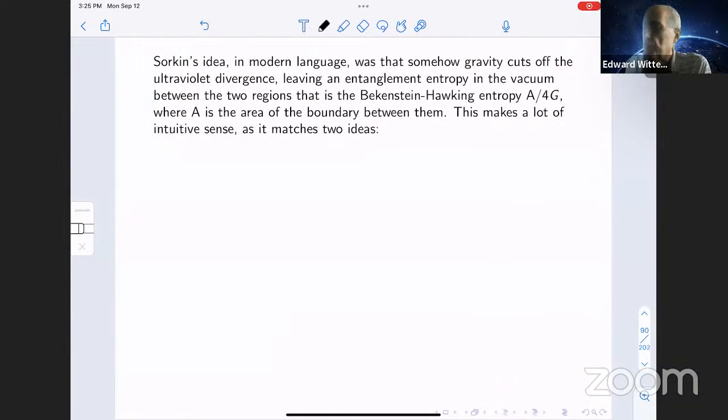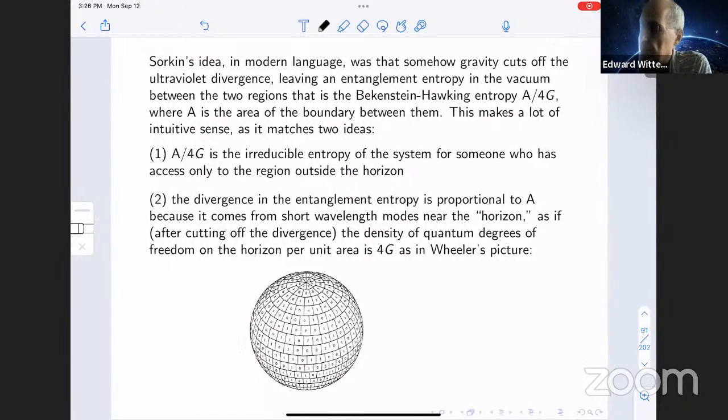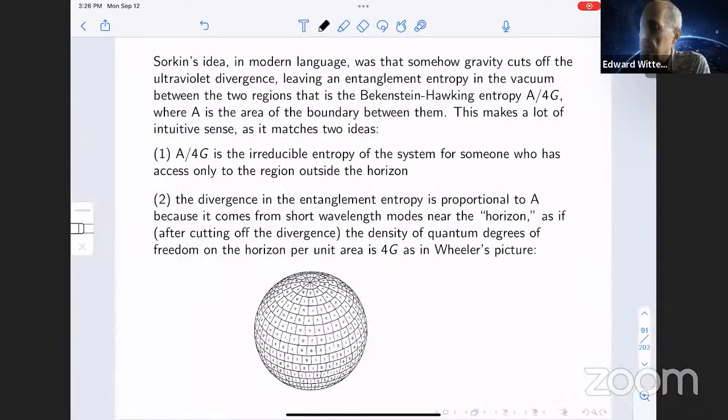That makes a lot of intuitive sense because it matches two ideas. One is that the area over 4G is the irreducible entropy of the system if you live only outside the horizon. And two, the infinity he got, the ultraviolet divergence, was proportional to the area because it comes from short wavelength modes near the horizon, as if the density of the relevant degrees of freedom that give this entropy is 1 degree of freedom for every 4G of area, as in Wheeler's picture. So that was Sorkin in 1983.